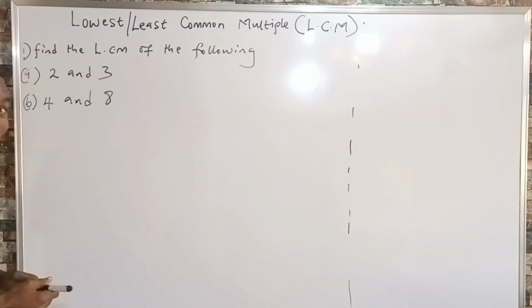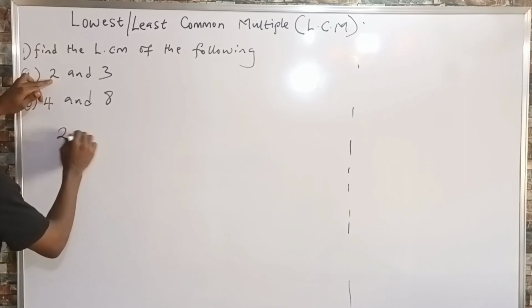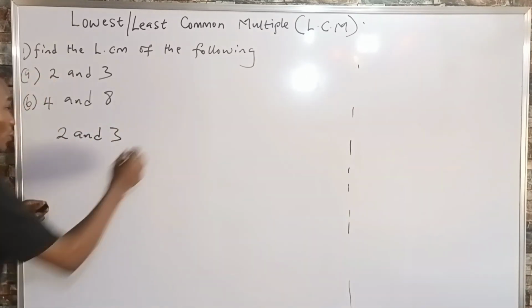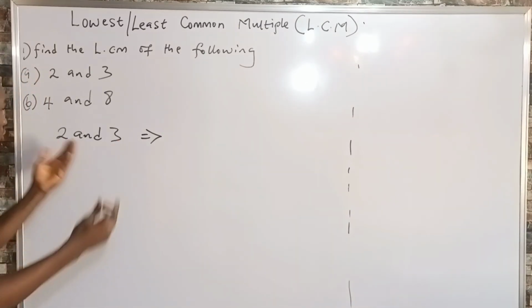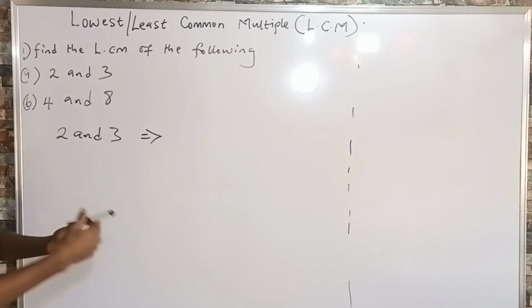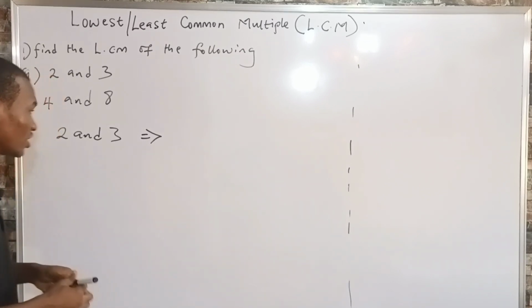By the way, let's do the practice so that you understand quite well what LCM is all about. We have 2 and 3. We are asked to find the LCM of 2 and 3, and that is very simple. Let's first of all find the multiples of 2 and 3. Let's start with the multiples of 2. And remember, if you must find the multiples of any number, multiply that number by integers, mostly positive integers. So let's start from 1.